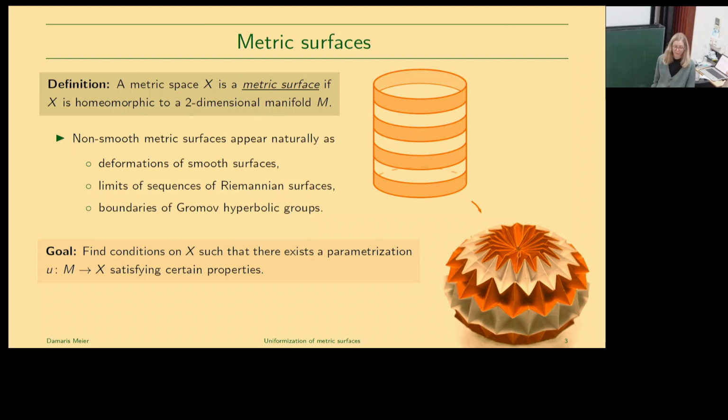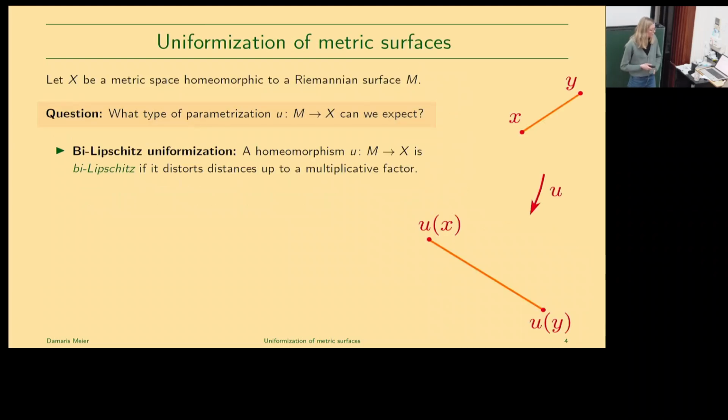Now what is our goal of today's talk? To find conditions on X such that we find a nice parametrization. We can, of course, ask ourselves the question, what kind of parametrization can we look for? And maybe the first thing that comes to your mind, because we want to generalize the earlier result, is we could look for bi-Lipschitz mappings.